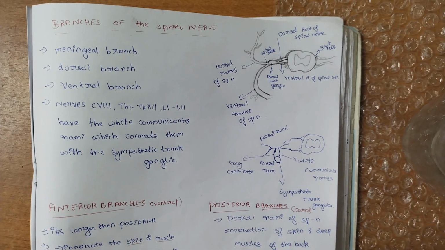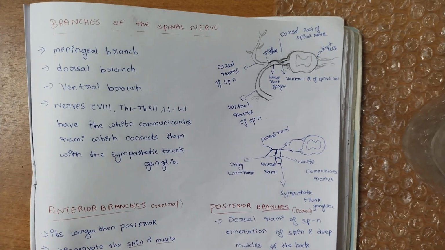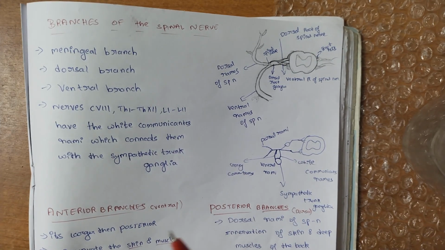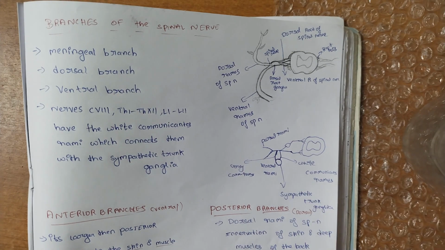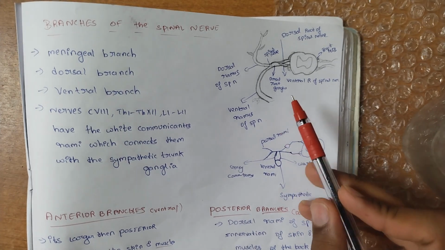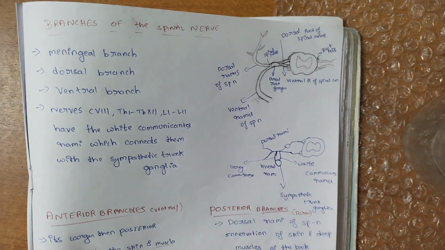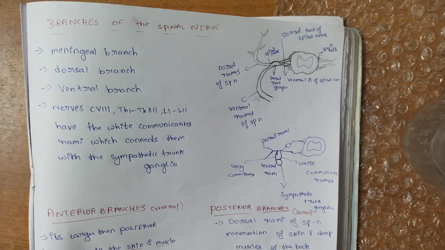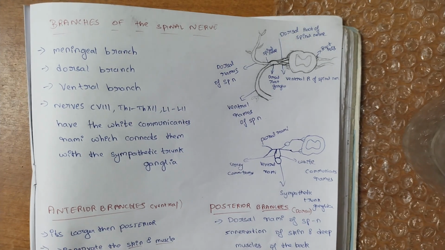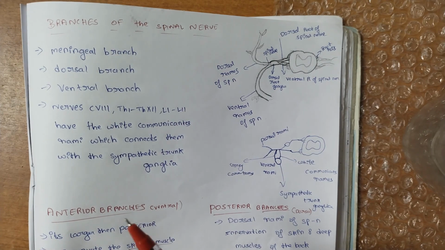And coming to the branches of the spinal nerve, generally all spinal nerves have meningeal branches, dorsal branches, ventral branches. Meningeal branches means the small short branches before the dorsal rami, at the start of the dorsal or ventral ramus we can say, and dorsal branch and ventral branch.